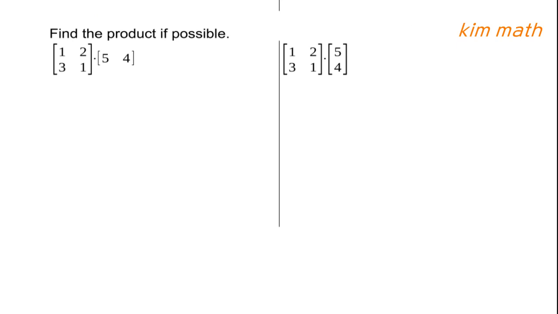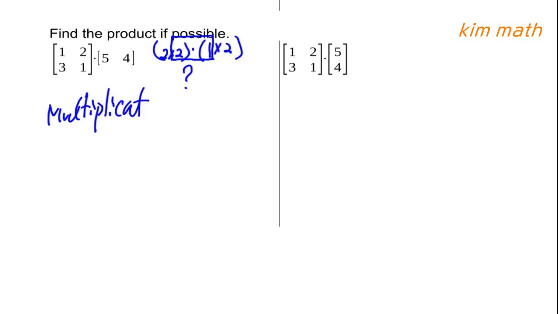Okay, next one, dimensions first. 2 by 2 times 1 by 2. Wait a minute. These two numbers are not the same, right? So in this case, multiplication is not possible. We cannot multiply these two matrices. Okay, how about the next one?